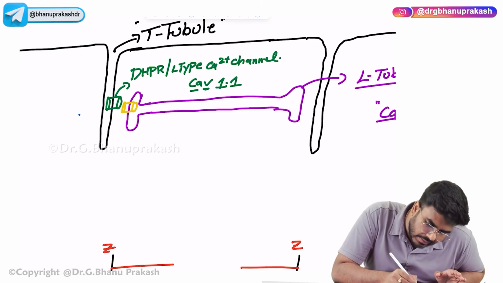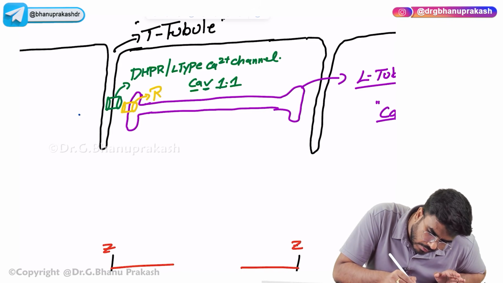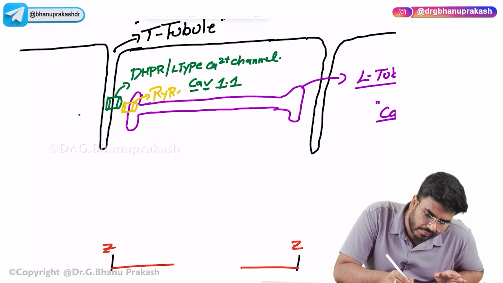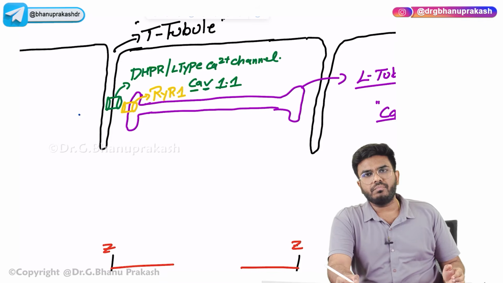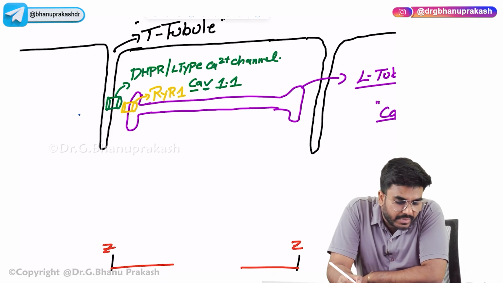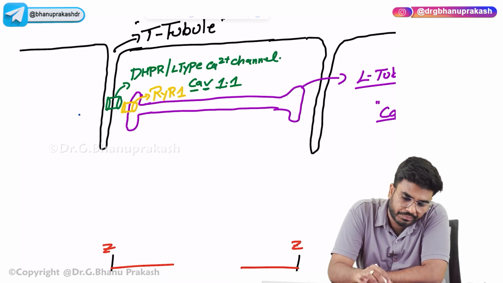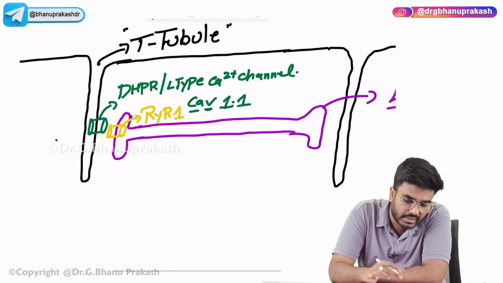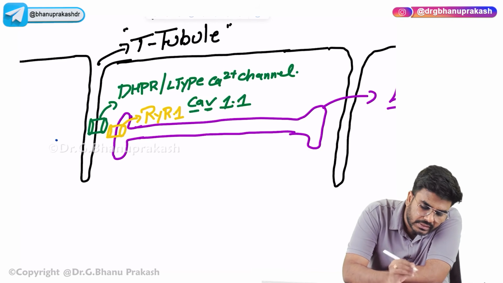This channel is called RYR channel. RYR type 1. So this RYR type 1, where is it present? RYR type 1 is present on the L-tubule, MCQ. So who is there within the L-tubule? Already I have explained to you. Who is there within the L-tubule?